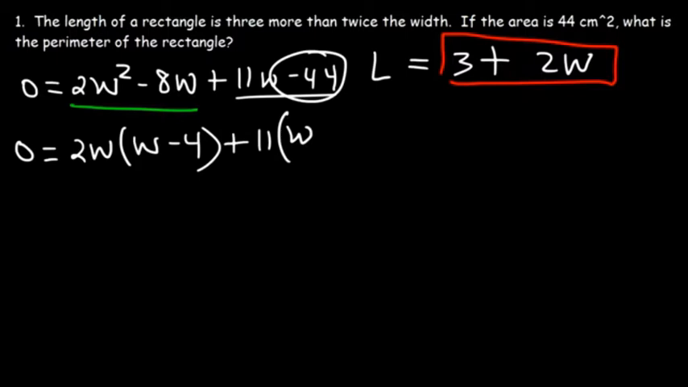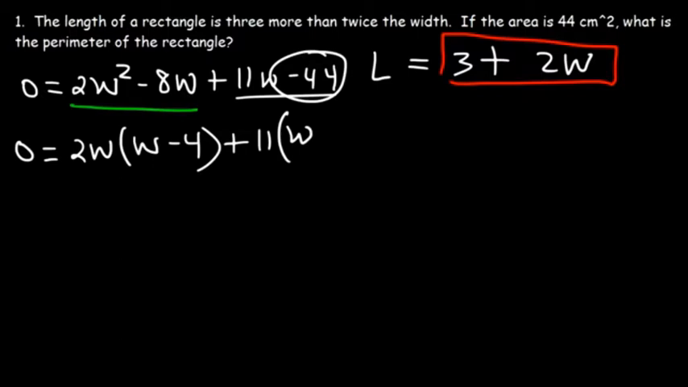So now what we need to do is set both factors, w minus 4 and 2w plus 11, equal to 0. So if we add 4 to both sides, we can see that w is equal to 4. In the other equation, we got to start by subtracting both sides by 11. So 2w is equal to negative 11. And if we divide by 2, w is negative 11 over 2.